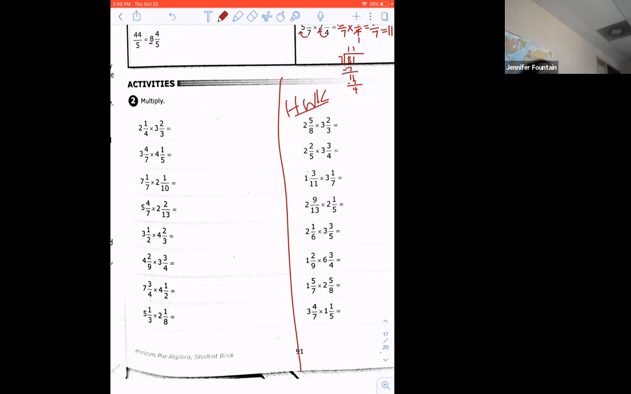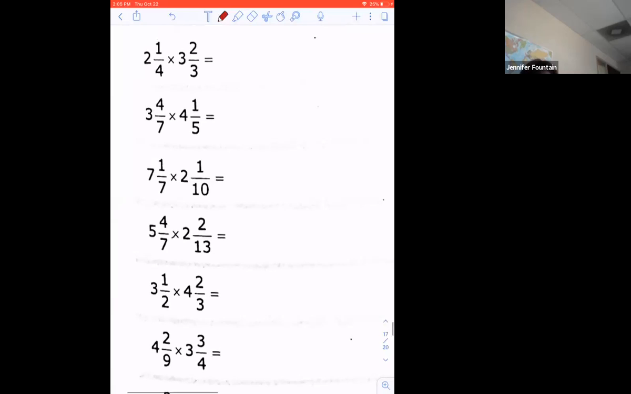So what I'm going to do is start working these on the left-hand side. If you get stuck and you're not sure what to do, you can look up at my examples, and then also you can check your work as you complete it.